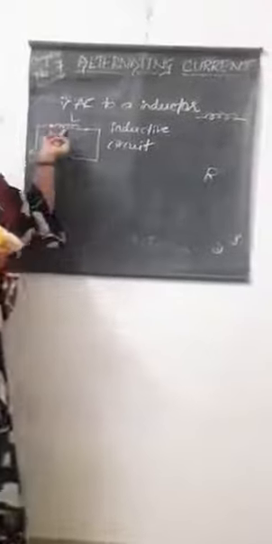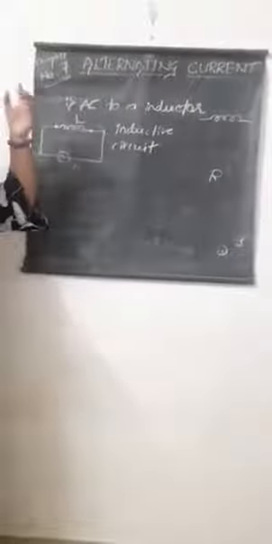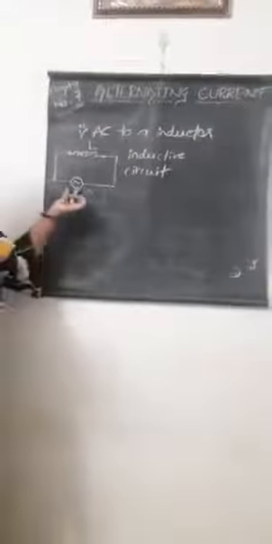In the previous one we connected a resistor of resistance R and called it a resistive circuit. But here it is an inductor of inductance L and it is called an inductive circuit. So what will be the inductive circuit? When an AC source is connected to an inductor of inductance L, it is said to be an inductive circuit. So here the things will vary. The things will become different to some extent.